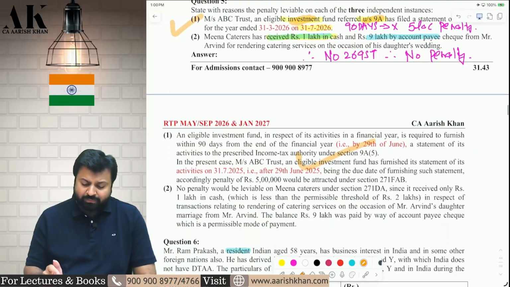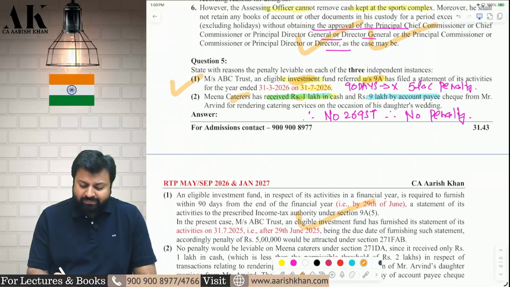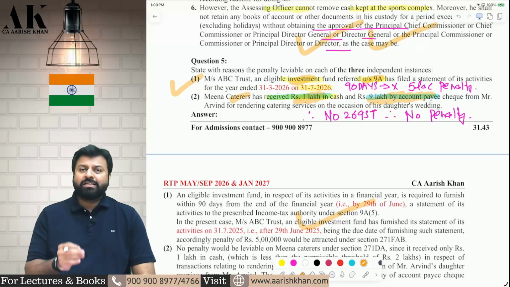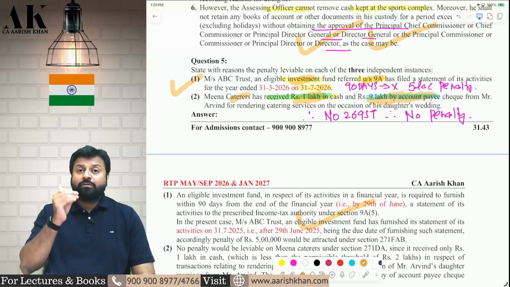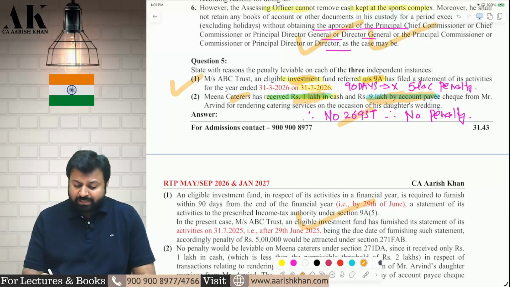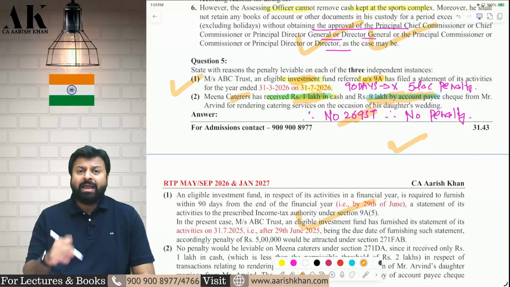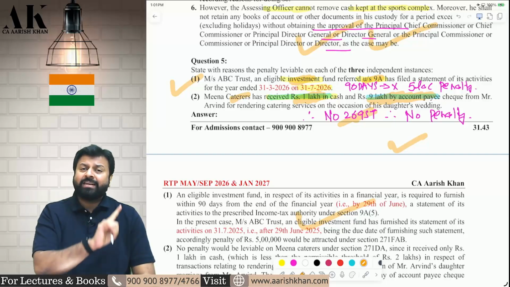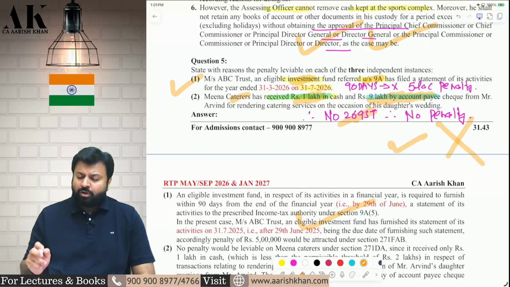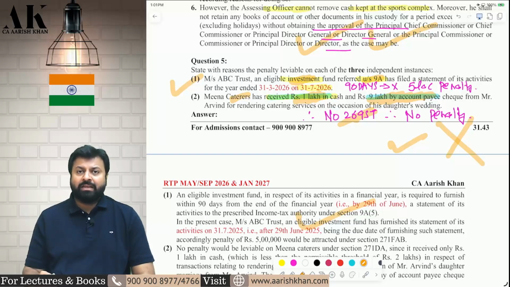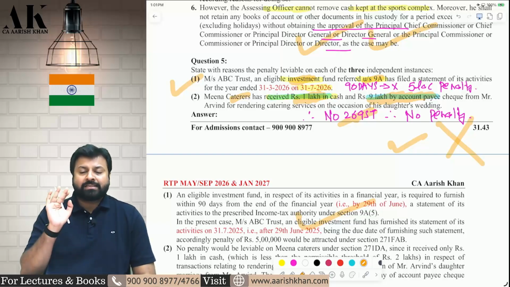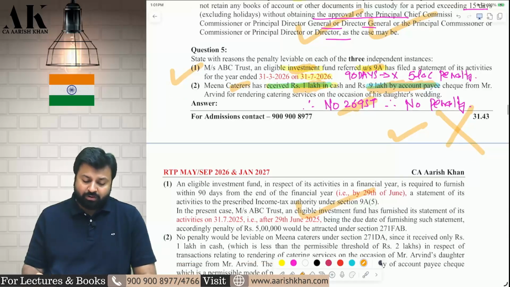The second question over here is also very simple. There is a caterer who is receiving 1 lakh in cash and 9 lakh by account payee cheque, so no issues. Because you are receiving only 1 lakh in cash. If you receive 2 lakh or more in cash, then the provision of 269ST will apply, and 271DA will apply. Because here you are receiving only 1 lakh in cash and 9 lakh by account payee cheque, no penalty will be imposed under 271DA in your hands and 269ST will not attract in your case. I hope it is clear to all of you.